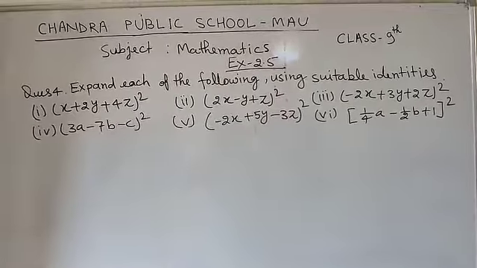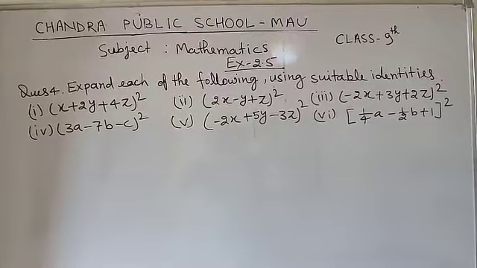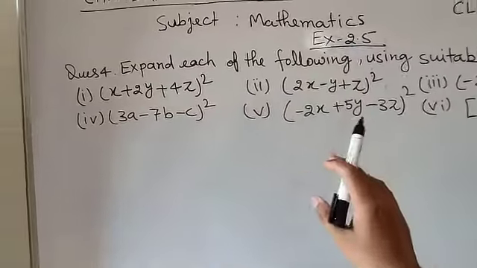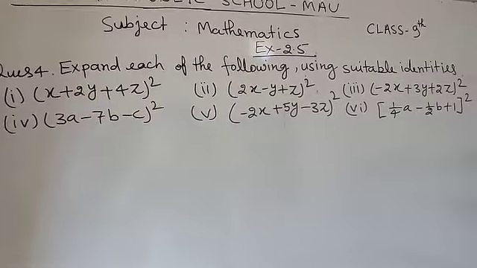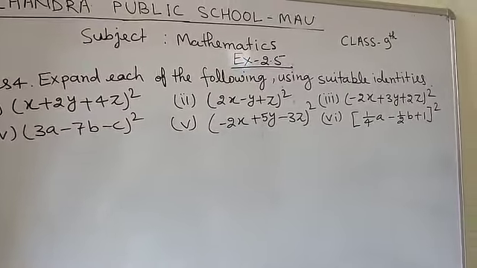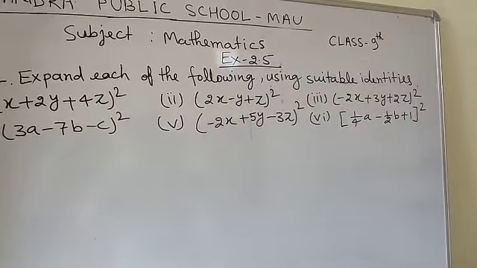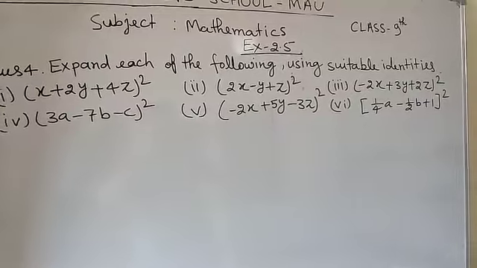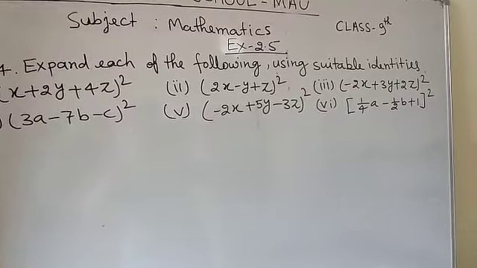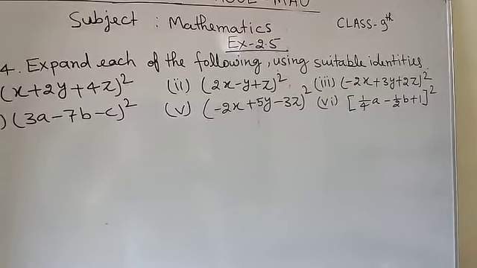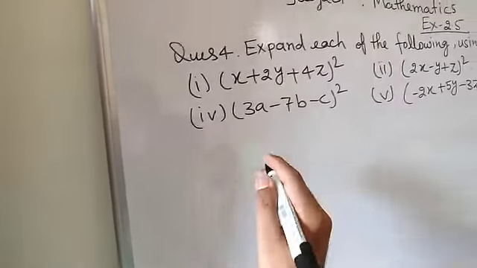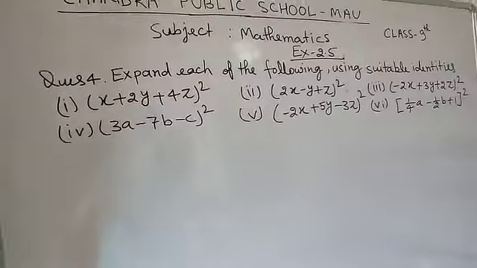Now students, here I have written question number 4: expand each of the following using a suitable identity. Here 6 parts are given, and you will find that in each part there are 3 terms given in the bracket, and you need to find the square of that. One identity I had given, that is (x plus y plus z) whole square. That identity you will use to expand this. I am going to explain certain parts, and the parts I leave, you need to solve by yourself.